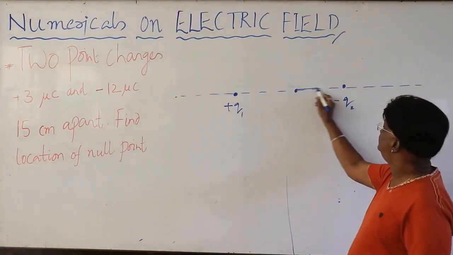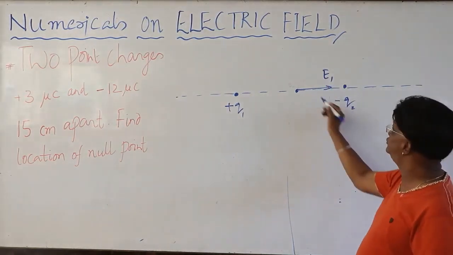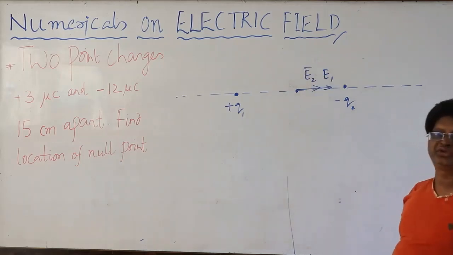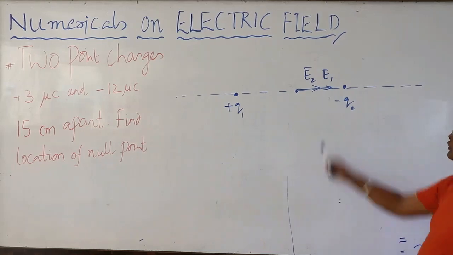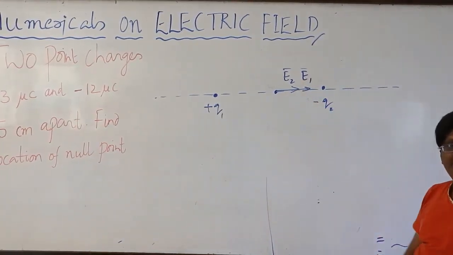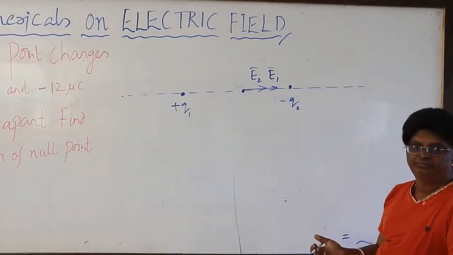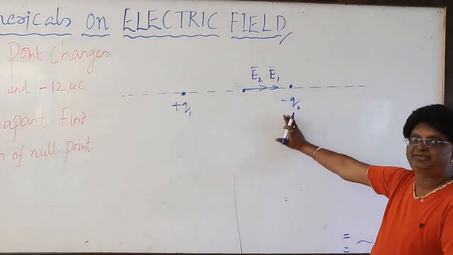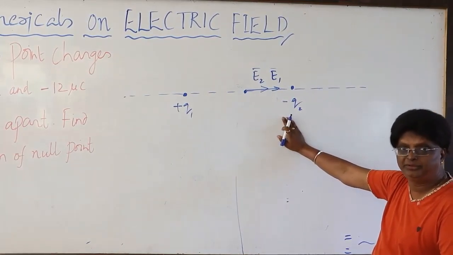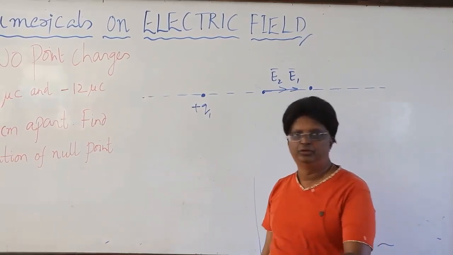Plus q1, the field is away from the positive charge, and this is minus q2, therefore this will again be towards the negative charge. For such a case, you get both E1 bar and E2 bar as parallel vectors. Parallel vectors means no question of a null point. Therefore, in the case of a system of unlike charges, we don't get a null point, a neutral point, in between the two charges. Right?